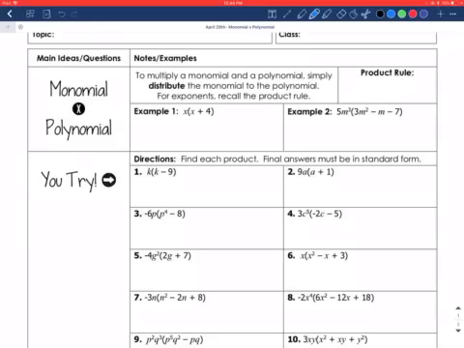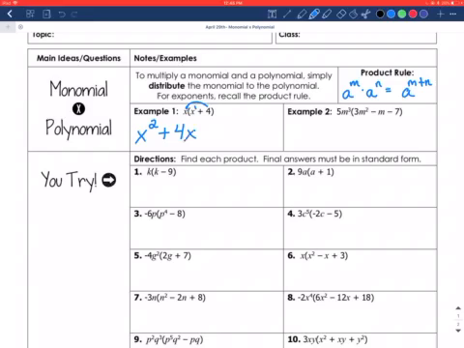Anytime you have a monomial times a polynomial, we're going to distribute and we're going to follow the product rule. You may recall that the product rule is where you add the exponents. So in other words, if a is just a variable and m and n are your exponents, you're going to add those together. Like we'll see in example 1. This is x to the first power, x to the first power. When we distribute and multiply those together, we're going to add those 1's to be a 2. And then when you distribute as well here, that is just going to give you a 4x. So that's a pretty simple one.